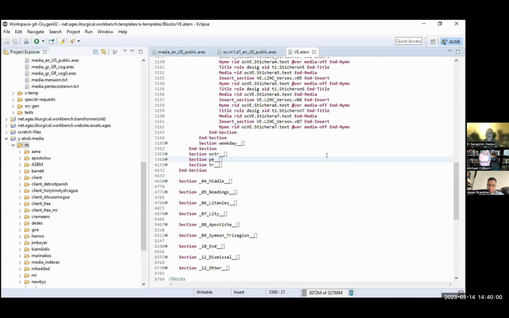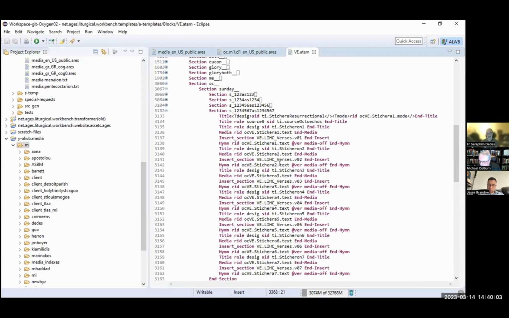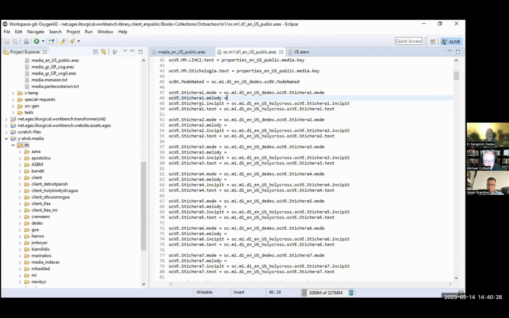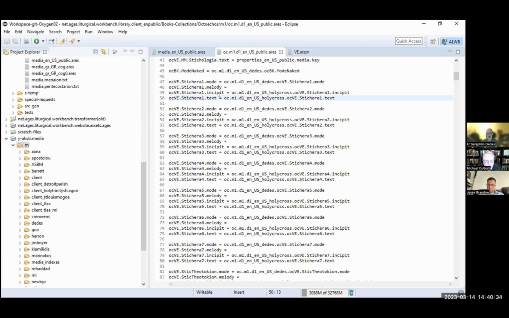There are texts. There are times when we want to reference a score that is not associated with a key in the media map. So here we have this key for sticky round 1, OCVE sticky round 1. So any score or media that's associated with that should only be sticky round 1 and not a bunch of them. Okay.